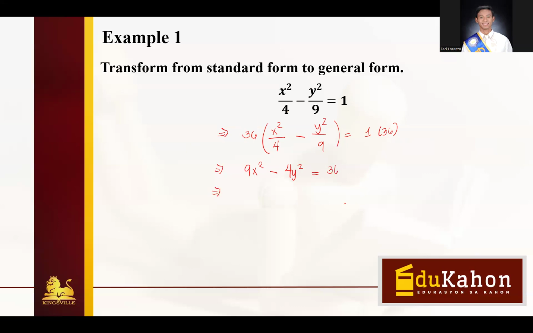And let's try 9x squared minus 4y squared. Let's transpose positive 36 to the other side. So if this is 36, this will now become negative 36. And we equate this to 0. So now, this is the general form of the equation of your hyperbola.